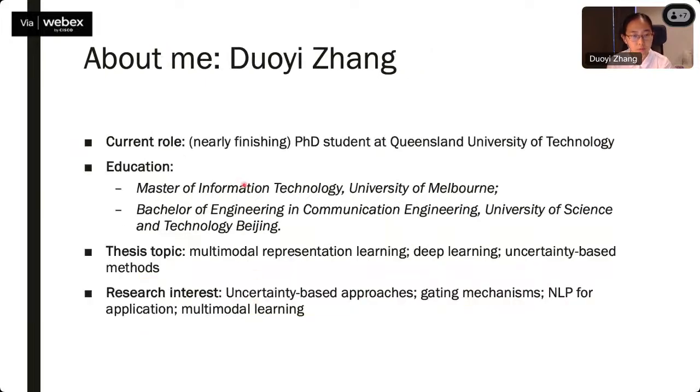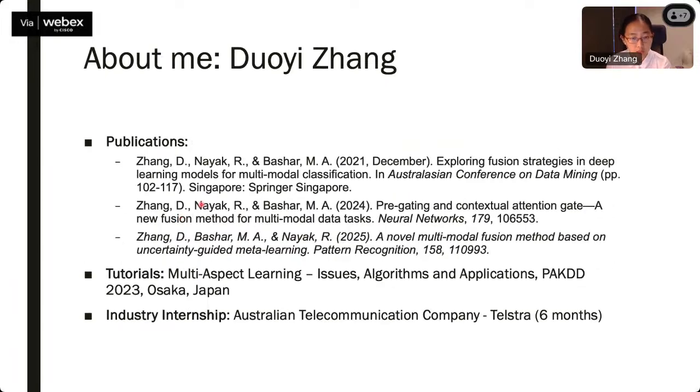As for me, I'm also a nearly finishing PhD student at QUT, and I did my master's in IT at the University of Melbourne, and I finished my bachelor's degree at the University of Science and Technology Beijing in China. My PhD thesis is about multimodal representation learning, deep learning, and uncertainty-based methods. My research interests are uncertainty-based approaches, gating mechanisms, NLP for application, and also multimodal learning. Here are some selective publications. All of them are relevant to multimodal-based classifiers, and they are actually discriminative models.